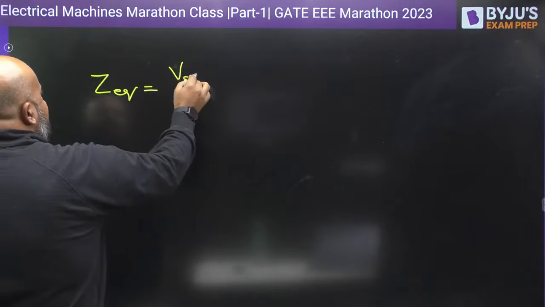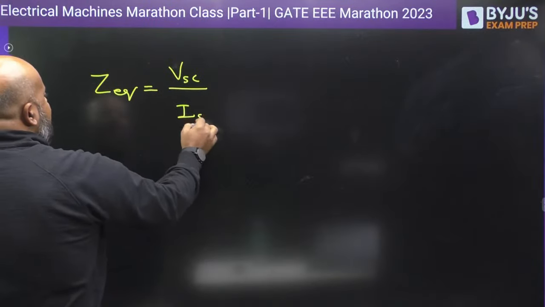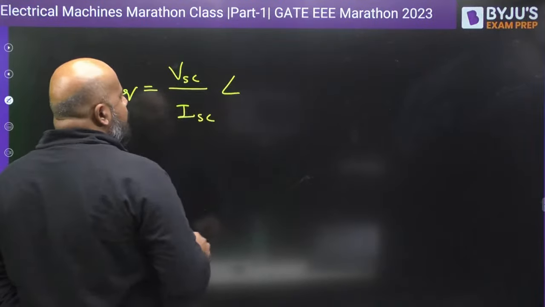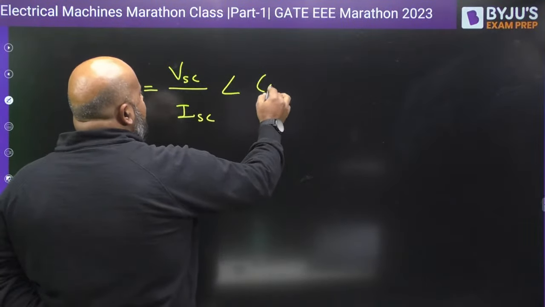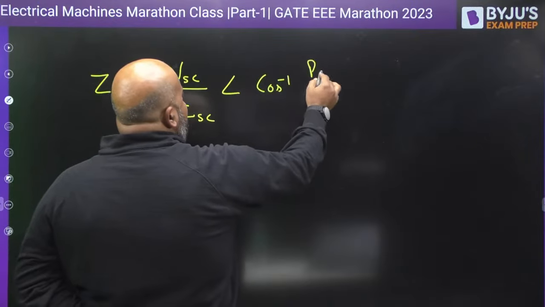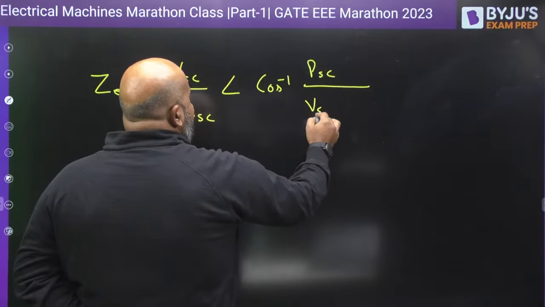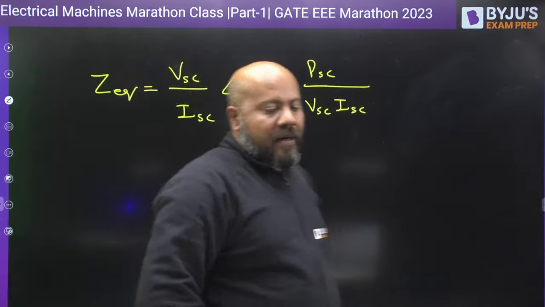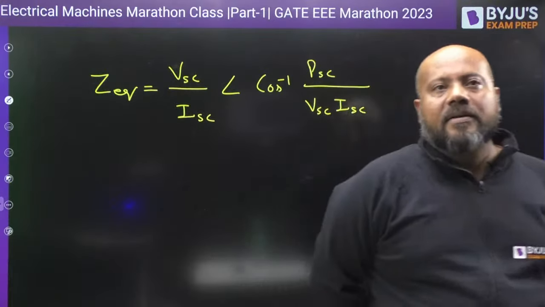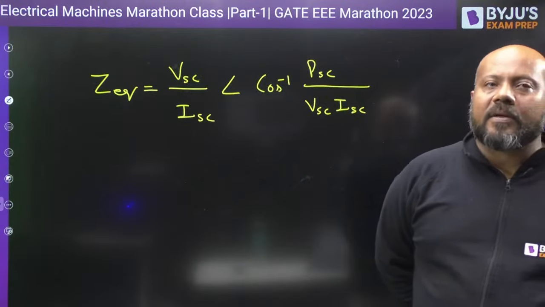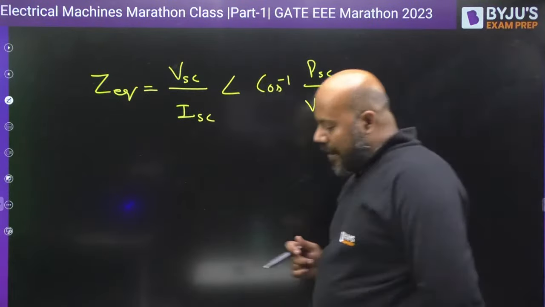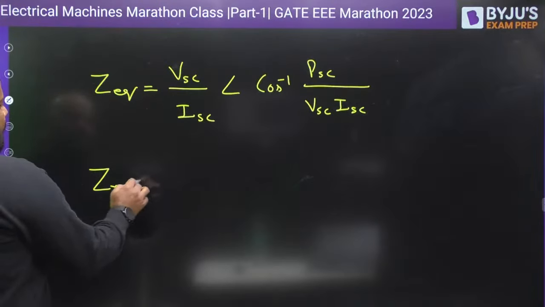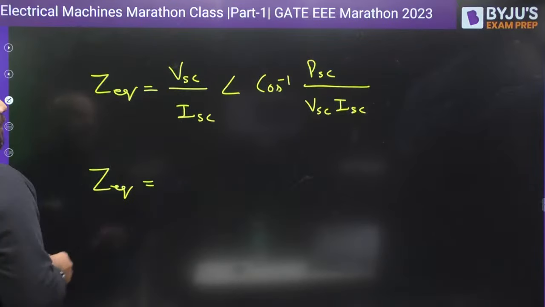This is going to be VSC upon ISC, and the angle for this Z equivalent is going to be cos inverse PSC upon VSC ISC. You can write this formula directly so that you can get Z equivalent if you know all the three values. So just put up the values, see what you are getting. You remember the circuit, no? If you know the circuit, you can write it very easily.